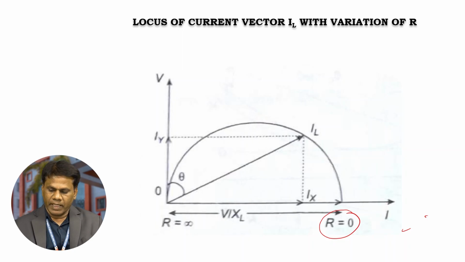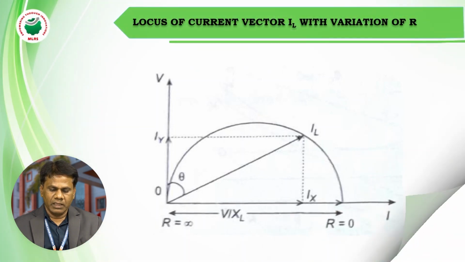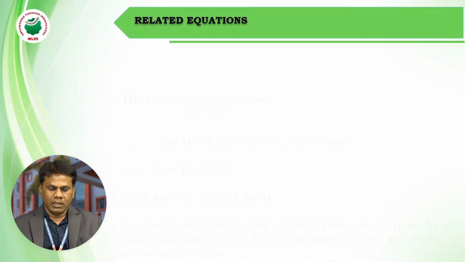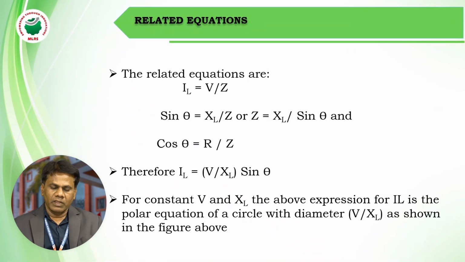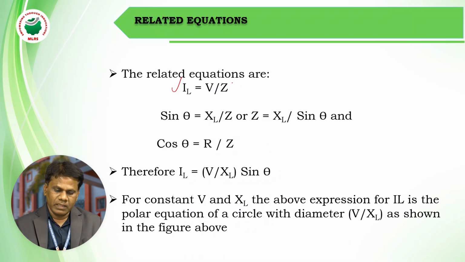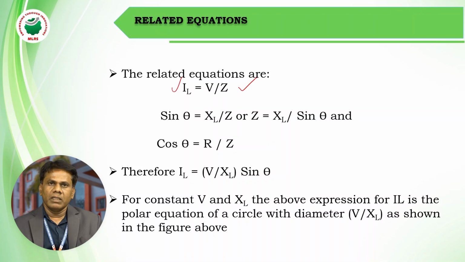So this is the circuit diagram. Now we can see the corresponding related equations of the circuit. As usual, we know that the inductive current IL is equal to the voltage divided by the impedance of the circuit. IL is the current in the given circuit, or the current through the variable inductance of the RLC circuit.